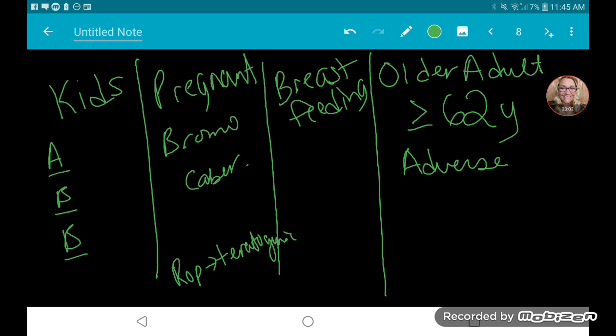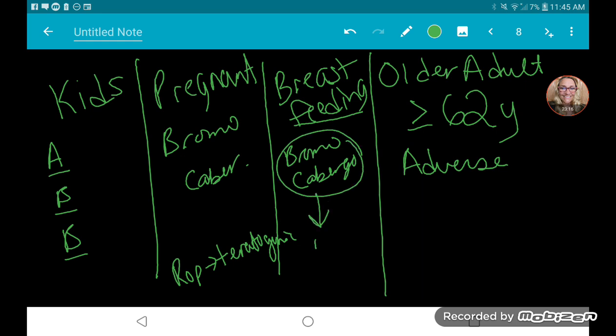Now, moving on from that, now we can look at the breastfeeding side. Bromocriptine and cabergoline interfere with lactation.